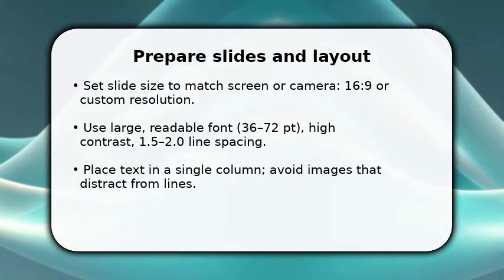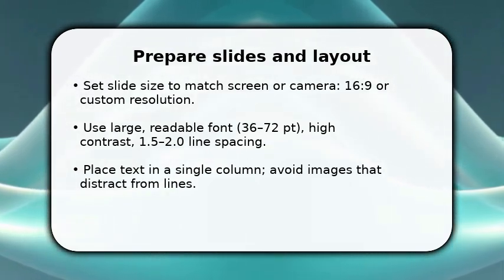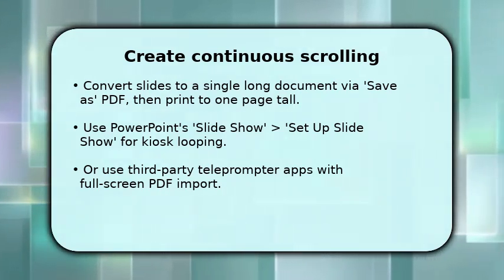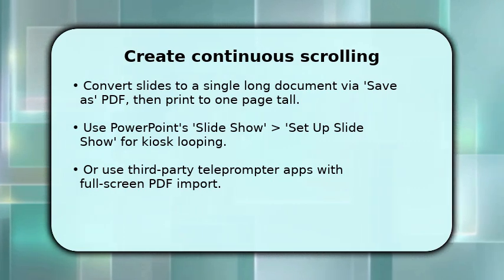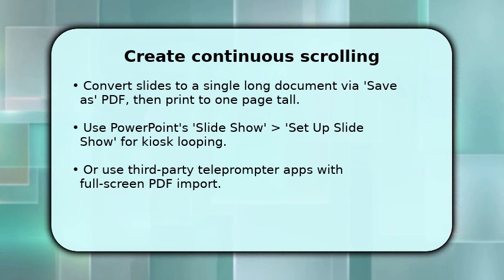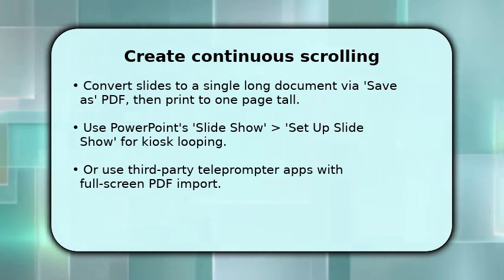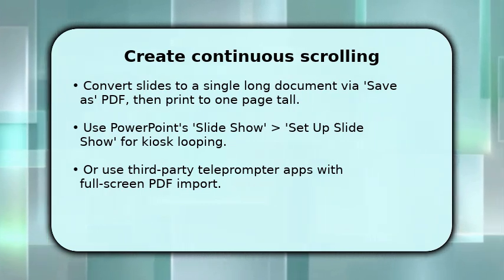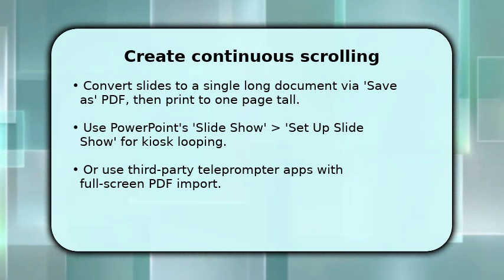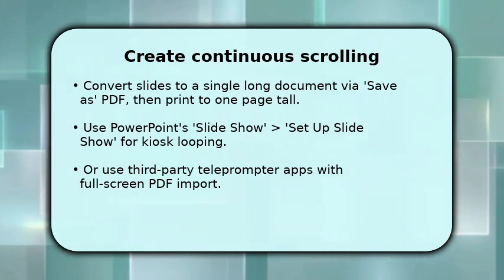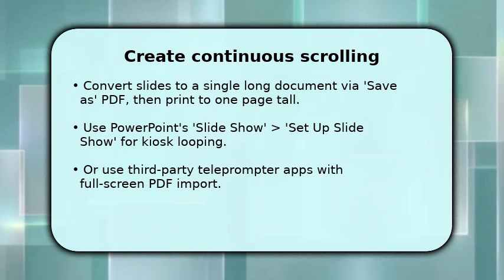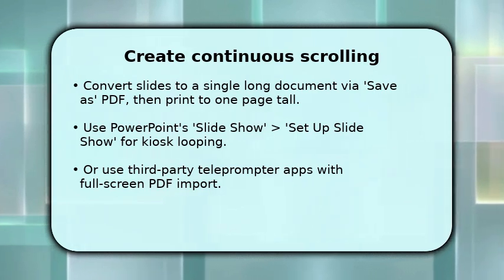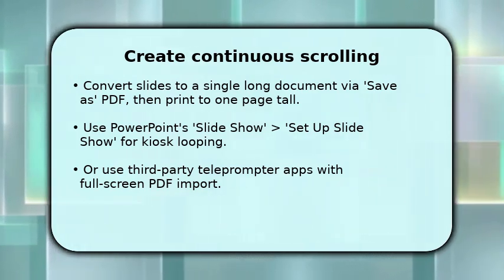Next, transform slides into a smooth teleprompter stream. Export your slides to PDF and re-import, or open that PDF in an app that supports continuous vertical scrolling. This gives steady movement. Alternatively, within PowerPoint use slide show settings for a kiosk loop and set very slow transitions between slides to simulate scrolling. Make sure timing is longer than your expected read speed and test by speaking aloud. If transitions feel jumpy, adjust slide content or use a dedicated teleprompter app for frame-accurate control.